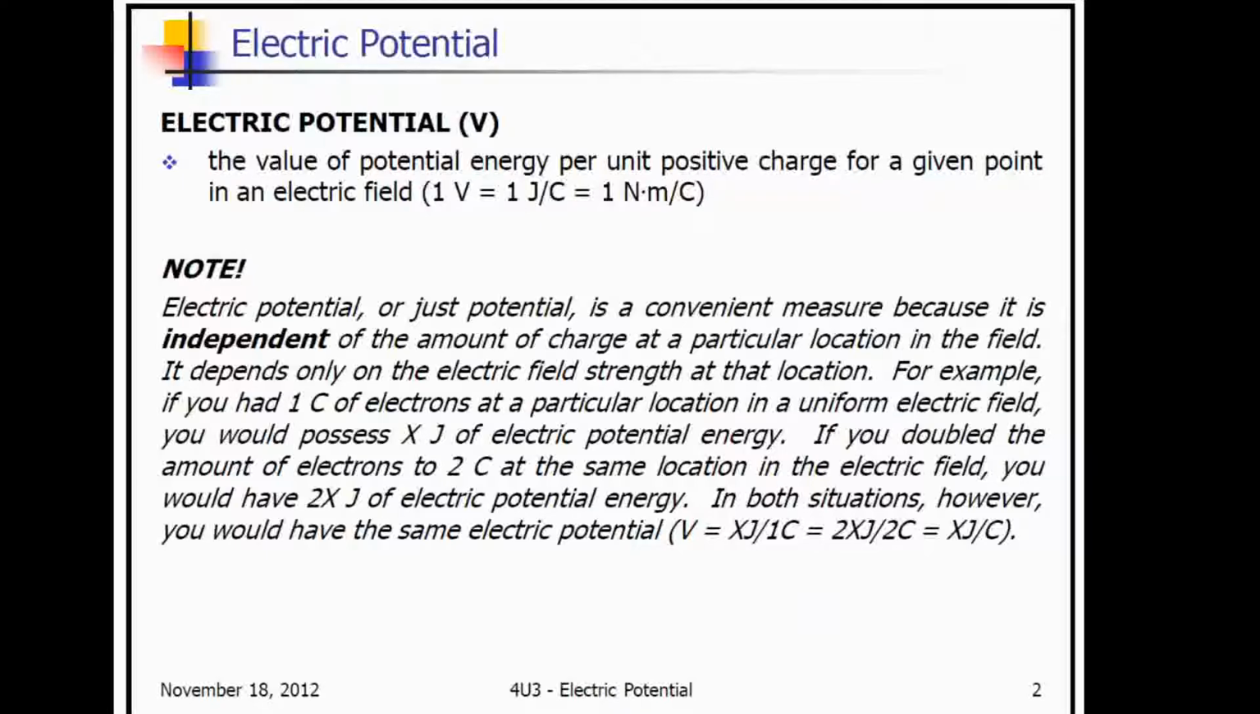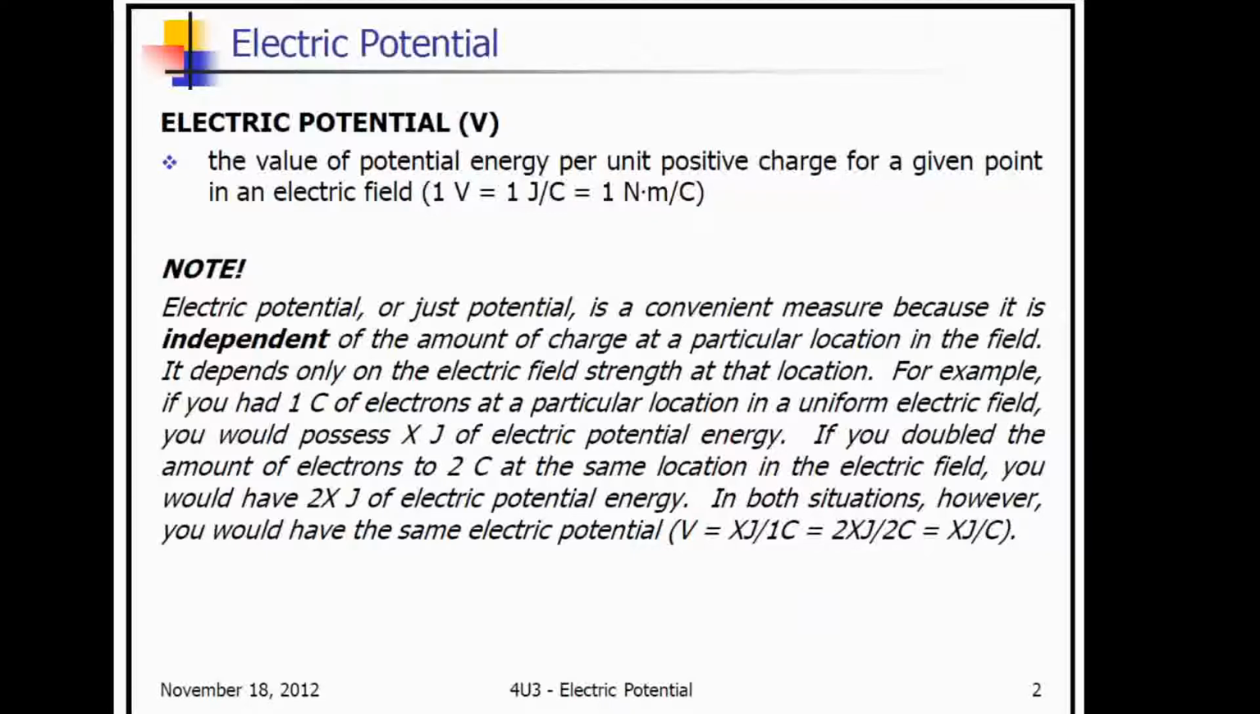And this note is also worth copying down, but please try to simplify it a little bit because it is quite a bit of words. So I'll just read through it quickly and then I'll make some comments. It says electric potential is a convenient measure because it is independent of the amount of charge at a particular location in the field. It depends only on the electric field strength at that location.